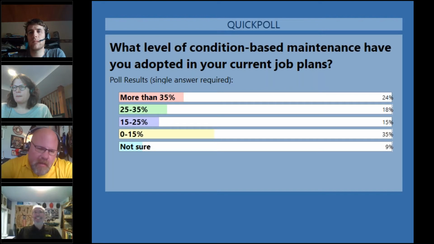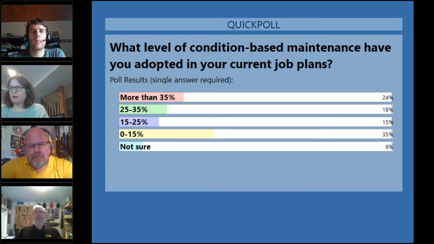Looks like there's a good, healthy area of opportunity here with 35% at 0 to 15% of adoption. But then there's also, on the other side of the coin, already a good, healthy level of participation. So it sounds like both sides of the coin are going to benefit from today's webinar and understanding what opportunities you have to start bringing in condition-based maintenance and adopting them into your current job plan. So it's a good spread. I had similar thoughts. Yeah, if I could add one.